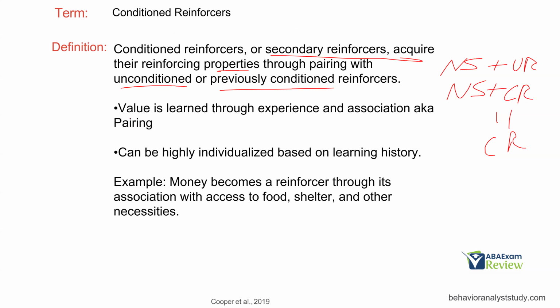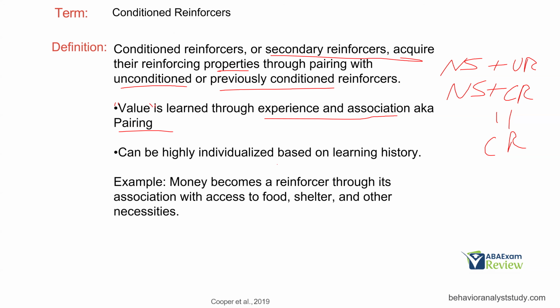So value, and that's obviously in quotes, is learned through experience and association, aka pairing. All that says is these reinforcing properties are acquired through learning history and pairing. These can be highly individualized based on learning history. If you work in the field long enough, and if you're working with people with autism, you might see a wide range of reinforcement. I've seen paper towels act as reinforcement sometimes. It's all based on learning history.